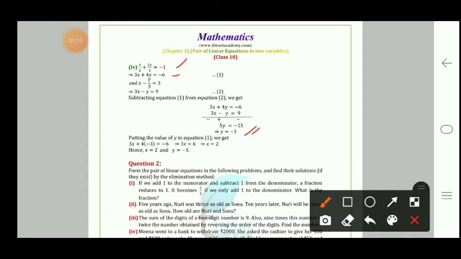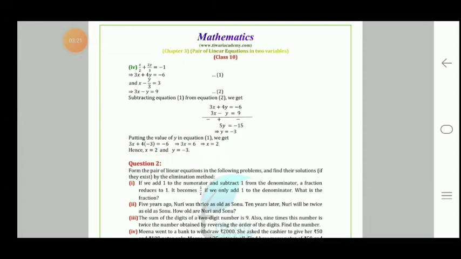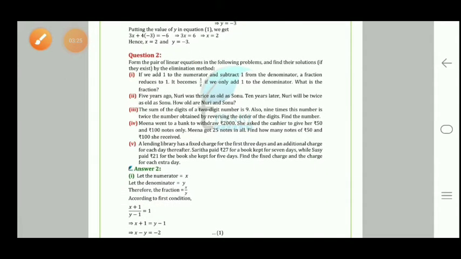Now putting the value of y in equation number 1, we get 3x plus 4 into minus 3 is equal to minus 6. So we'll get here x is equal to 2. So the required answer is x is equal to 2 and y is equal to minus 3. Now question number 2, in this we have the word problems.